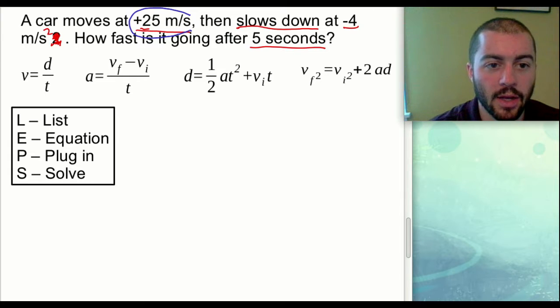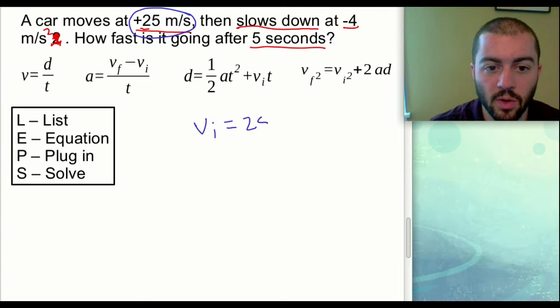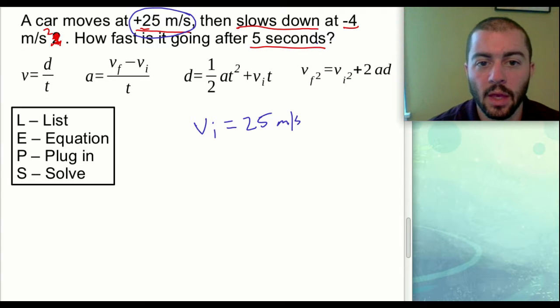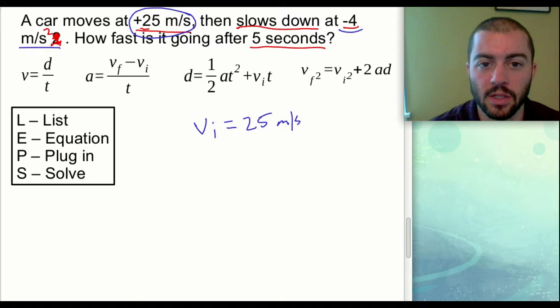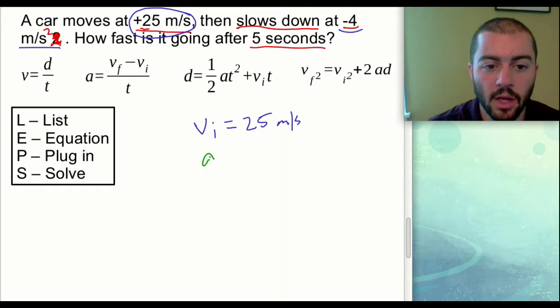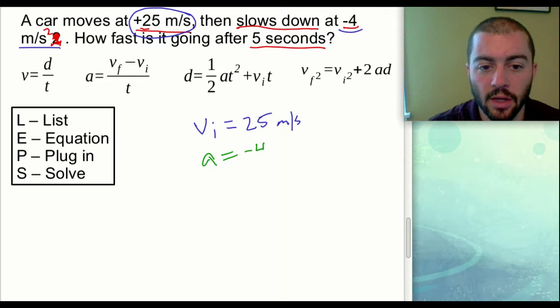So we're given an initial velocity for the car, right? Because this is how fast the car was moving to begin with. So we can list that. Initial velocity is 25 meters per second. And then we also know that it slows down at a rate of 4 meters per second squared. Maybe I'll put that in a different color. That's going to be our acceleration. So our acceleration is negative 4 meters per second squared.